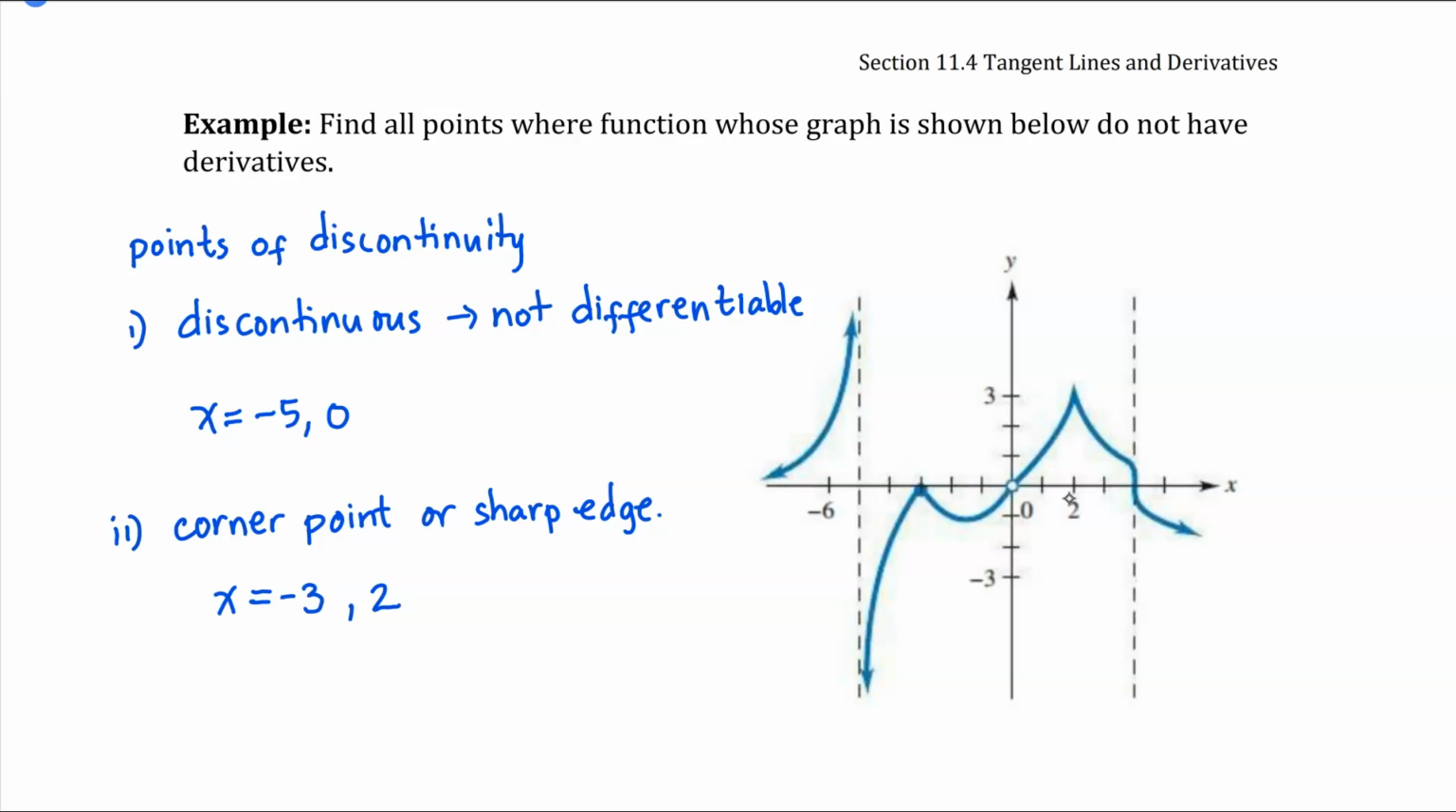And lastly, at the point for which there is a vertical tangent line, the function is also not differentiable. The point on the graph where there is a vertical tangent line is at x equals 4.